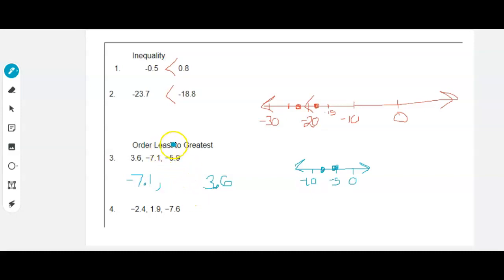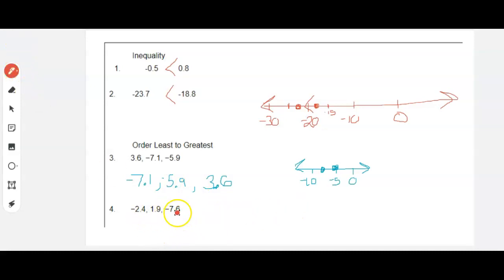Then I would like a triangle around this negative 5.9 for the third one because it's the only one left. I have to put it somewhere. It's not the biggest, it's not the smallest. Right? And this last one, pause the video if you haven't already, try it out.